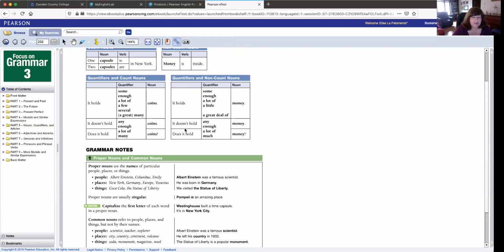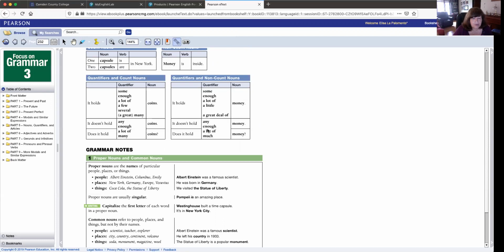All right, and with a negative, then we also have the word any. It doesn't hold any money. It doesn't hold enough money. It doesn't hold a lot of money. It doesn't hold much money. And here's the difference as well between the count noun and the non-count noun. With a count noun, we must use the word many coins. However, with a non-count noun, we're going to use much money.